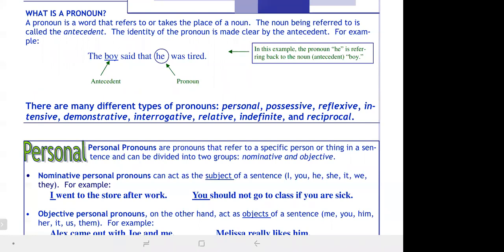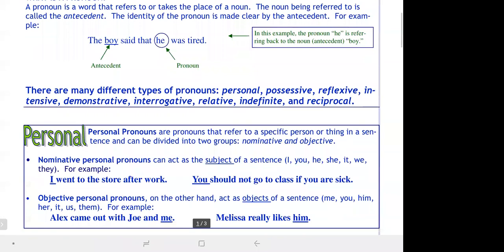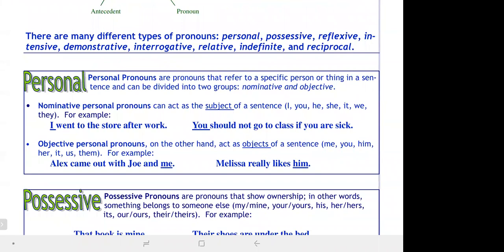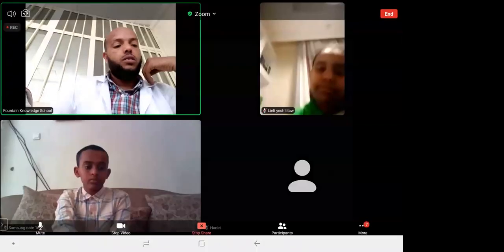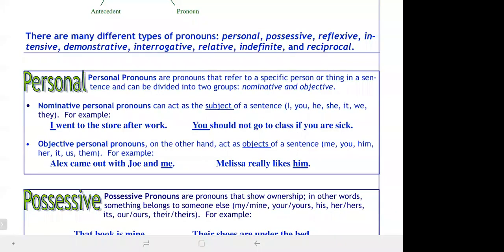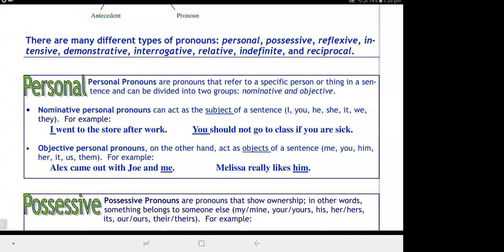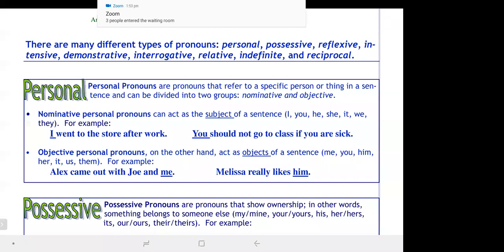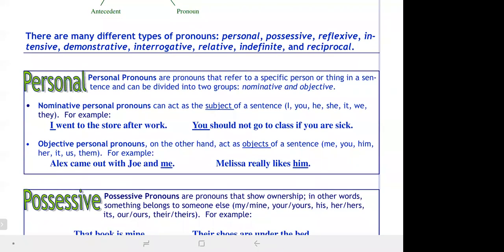There are many different types of pronouns: the personal pronouns, possessive, reflexive, intensive, demonstrative, interrogative, relative, indefinite, and reciprocal. But before we pass to our today's main topic, let's define personal pronouns. Personal. Can you understand what it means? When you say personal, it refers to the word person. Personal is an adjective formed from the noun person.